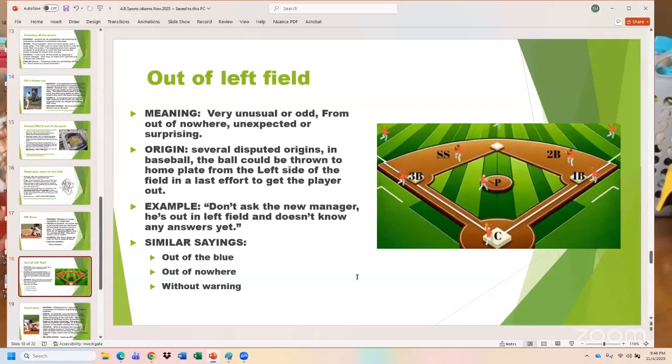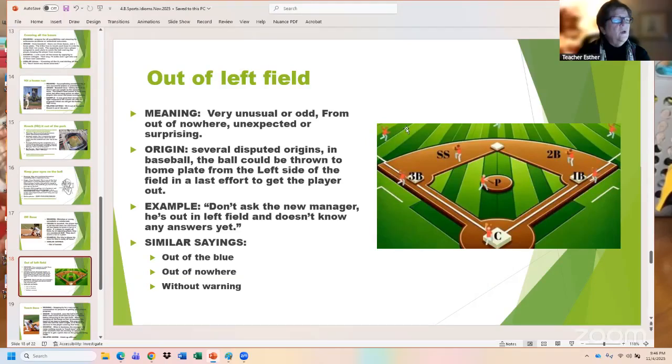Out of left field, meaning very unusual or odd, from out of nowhere, unexpected or surprising. Origin: several disputed origins in baseball. The ball could be thrown to home plate from the left side of the field in the last effort to get a player out. Example: don't ask the new manager. He's out in left field and doesn't know any answer yet. Similar saying: out of the blue, out of nowhere, without warning.